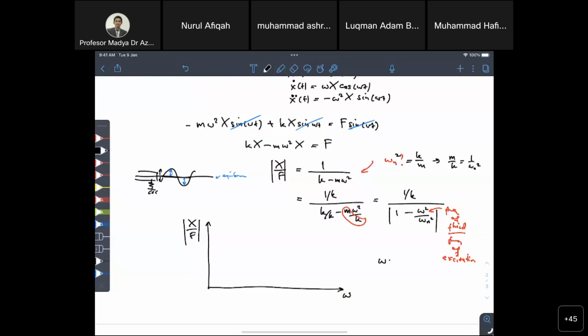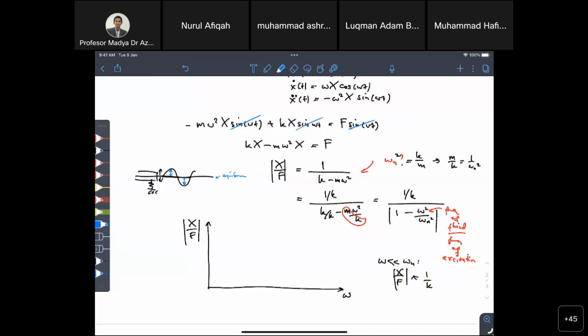The frequency of the fluid is much lower than the frequency of the pipe. So what happens with x over F? We have to go back to the formula. If omega is much lower than omega n, let's say omega is 0.001 and omega n is 1000, then omega over omega n becomes 0.00 something. So 1 minus 0.000 something is 1. So what we have at low frequency is 1 over k, and the vibration of the pipe over a unit force is 1 over k.